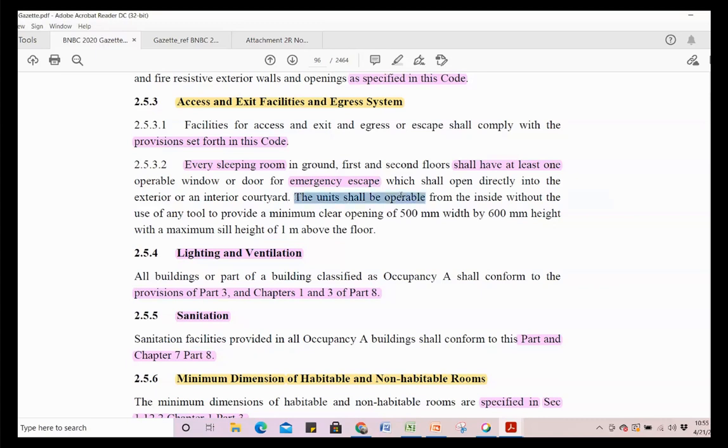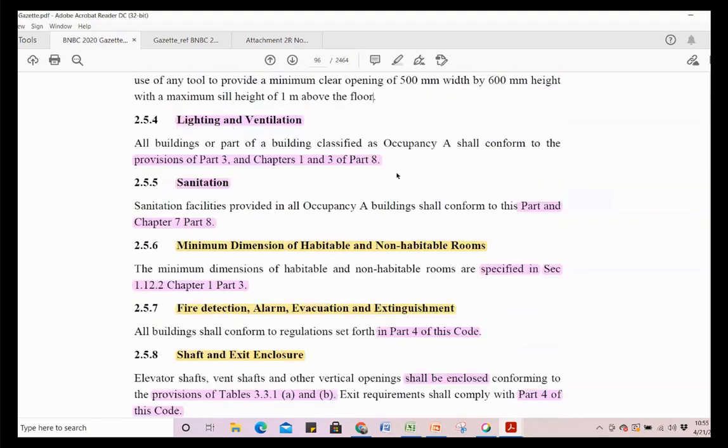The units shall be operable from the inside without the use of any tool to provide a minimum clear opening of 500 millimeter width by 600 millimeter height with a maximum sill height of 1 meter above the floor. So there is a very specific guideline on where the opening will be located and what its dimension will be. So this is a special provision for occupancy A about emergency exit.